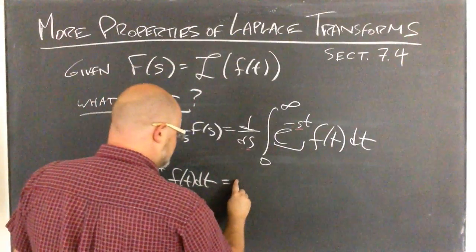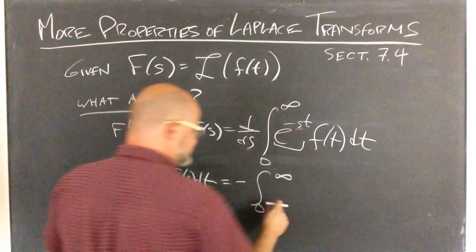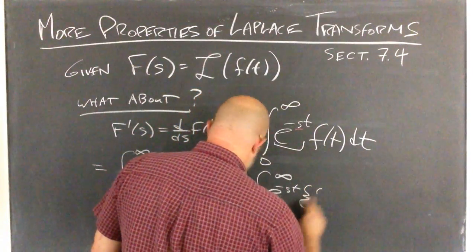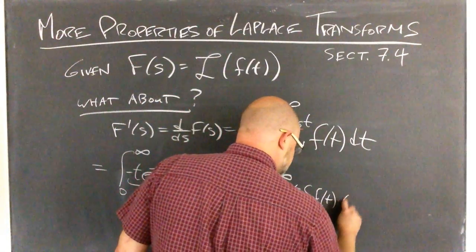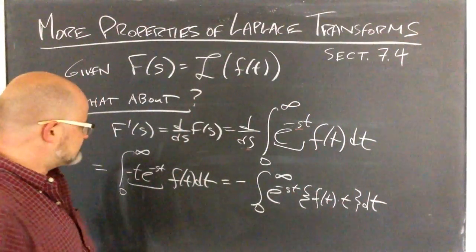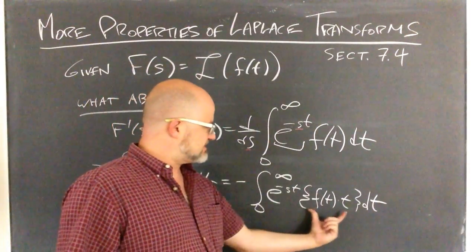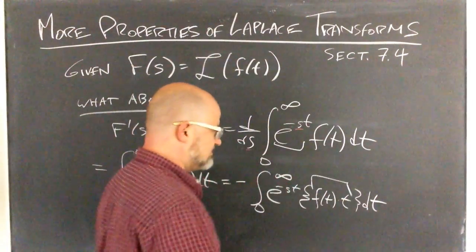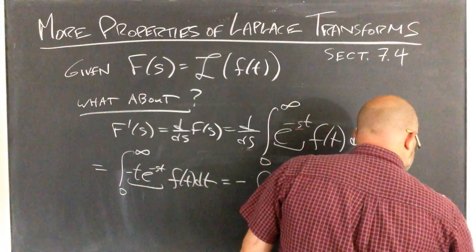And so notice I can pull the negative out, and I can take the t over near the f of t. So then it becomes e to the minus st times f of t times t dt. Okay? Let's check that out. In other words, I just showed that I can interpret this as the Laplace transform of this thing. Right? So it turns into the Laplace transform of t times f of t.